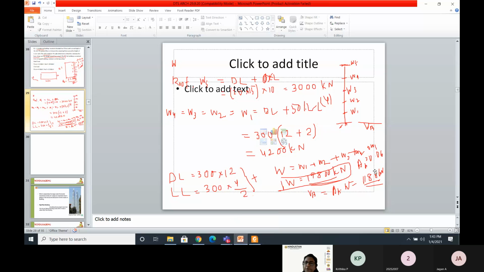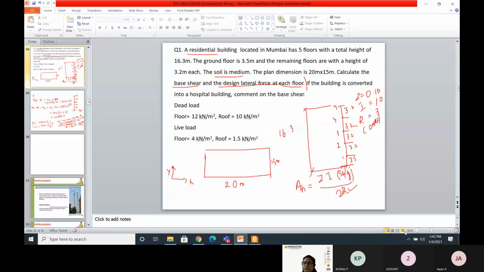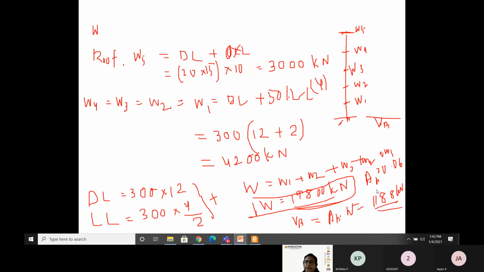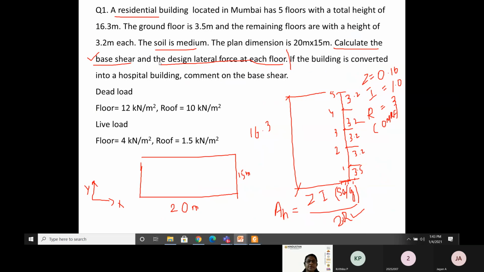Okay, we will continue the problem. So the question was to calculate the base shear and the design lateral force at each floor. So the first part we have completed. Base shear is calculated. So how much was the base shear? Base shear has come as 1188 kilonewton. Okay. So the second part of the question is design lateral force at each floor.